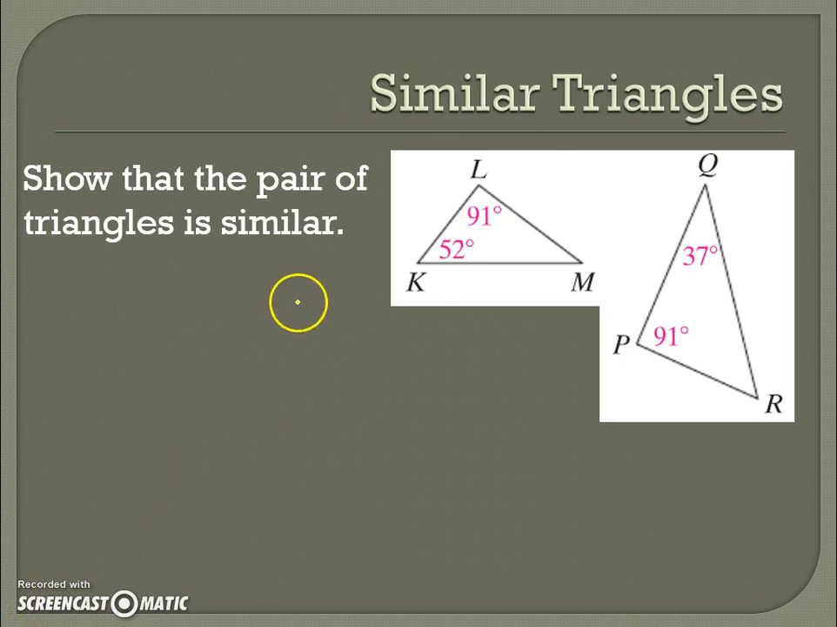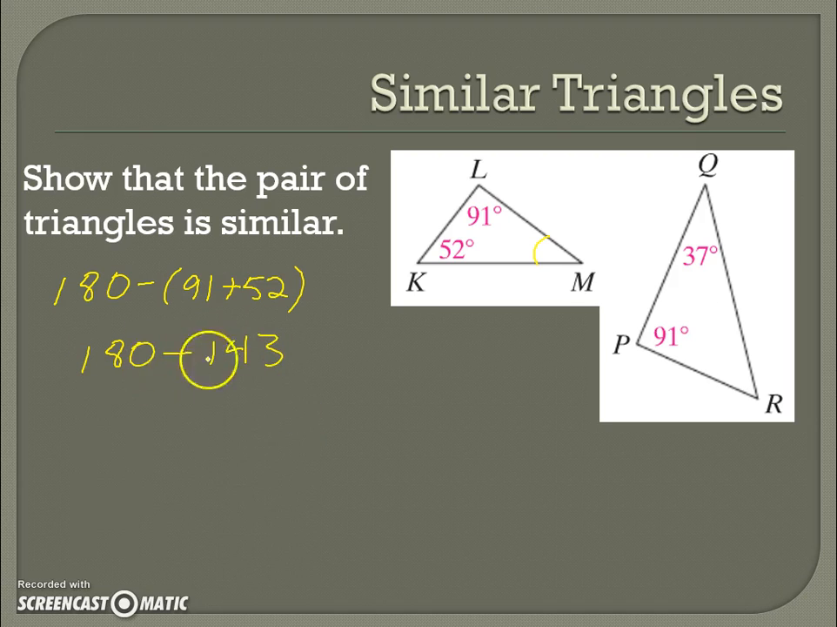So how does this apply? It says show that the pair of triangles is similar. Well, I have a 91 and a 52, and I have a 91 and a 37. I have missing angles on both of them, so let's go ahead and just find this missing angle right here. So I'm going to do 180 minus 91 plus 52, which is 180 minus 143. And 180 minus 143 is 37 degrees.